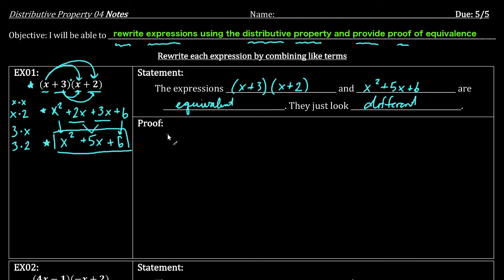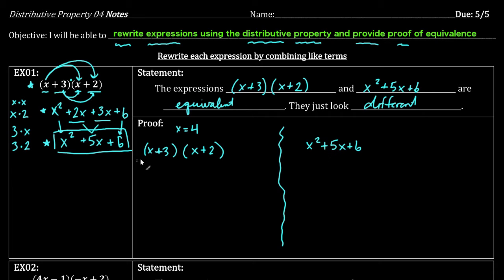So let's choose a number. I'm going to make x equal to 4. So we have (x plus 3) times (x plus 2). That should be equivalent to x squared plus 5x plus 6. Remember that for x we are going to put 4. So instead of x plus 3, it's going to say 4 plus 3. Instead of x plus 2, it's going to say 4 plus 2, because we substituted.